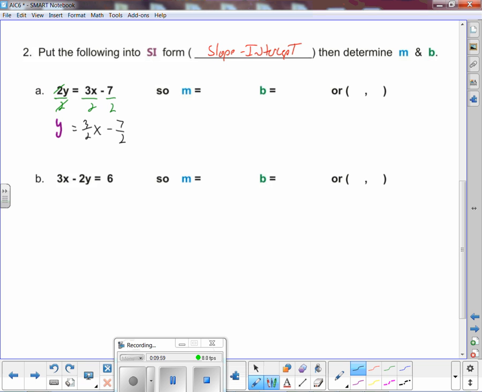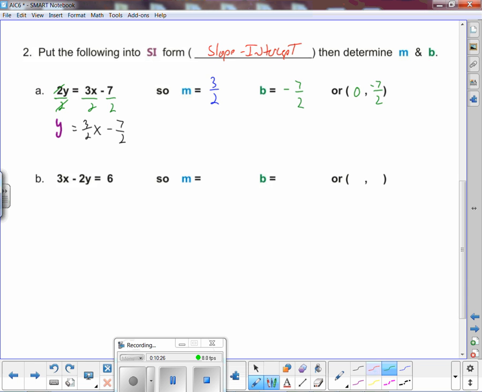So class, what's the slope? Say it if you know it. 3/2. A 3 vertical change for a 2 horizontal. And what's the b value? Say it if you know it. Right? And be careful, that's a negative, right? Negative 7/2. So the coordinates 0, negative 7/2. All right, just solve it for y. Put it in slope-intercept form.